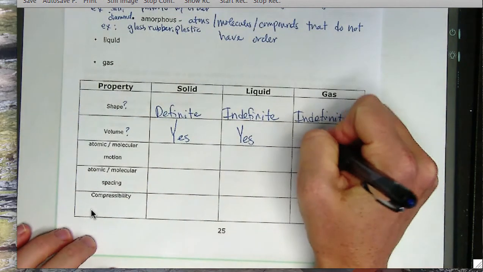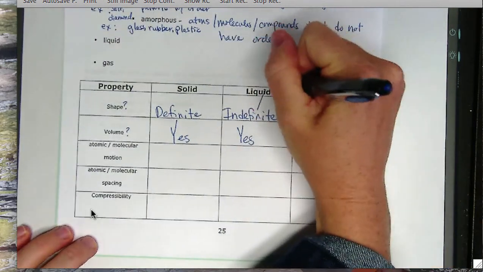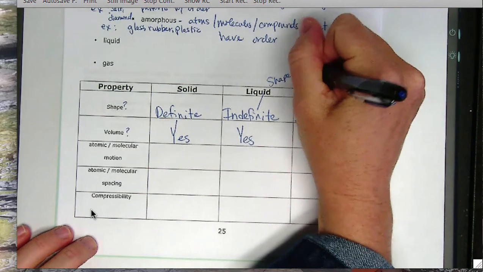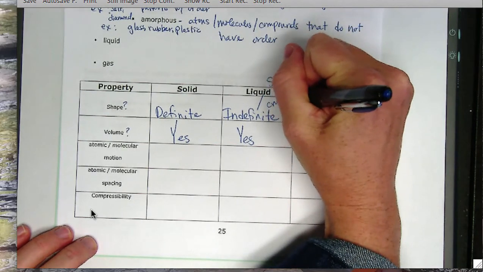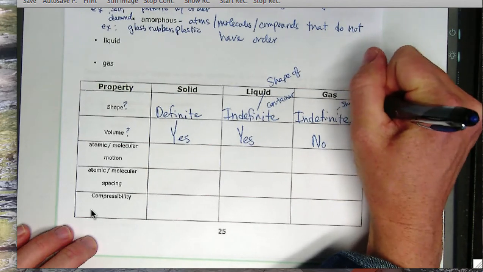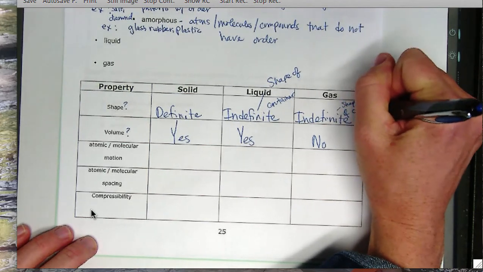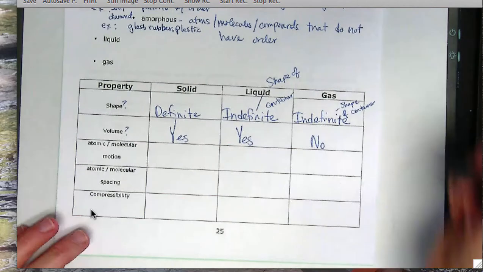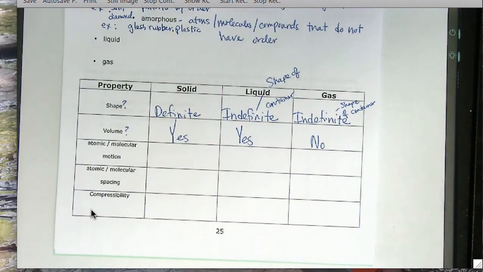Okay, and that's the same when you say indefinite on shape, it takes the shape of whatever container it's in. So the shape is indefinite. And volume is kind of like the measurement of the space it takes up. If you think about a 2 liter of pop, that's volume. So how can volume be indefinite for gas if we can measure volumes of gas?